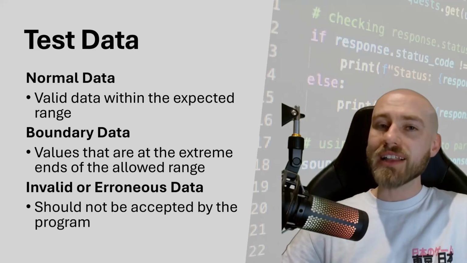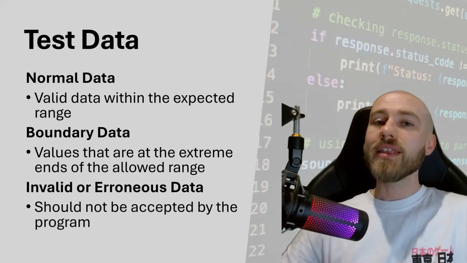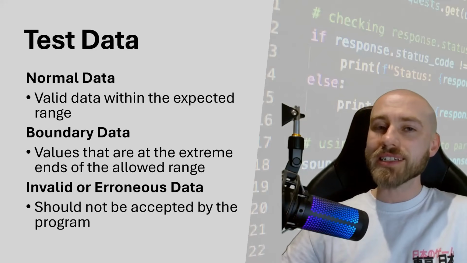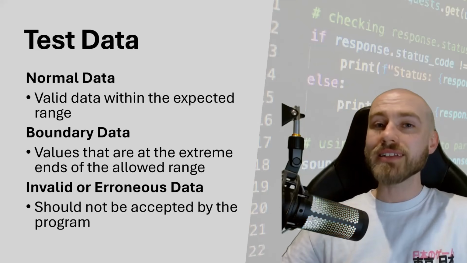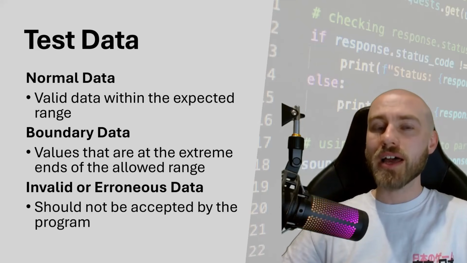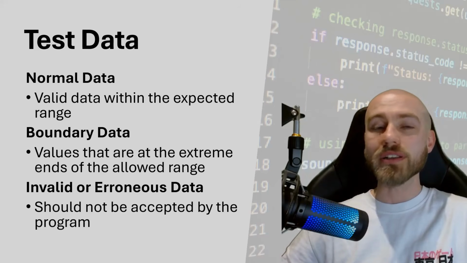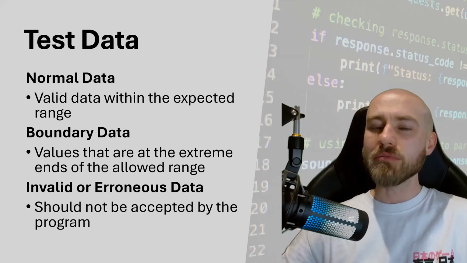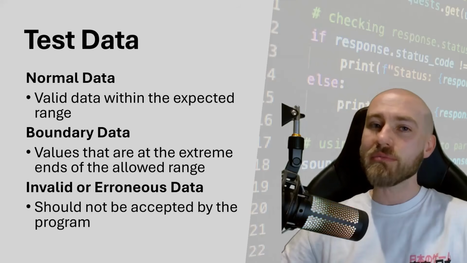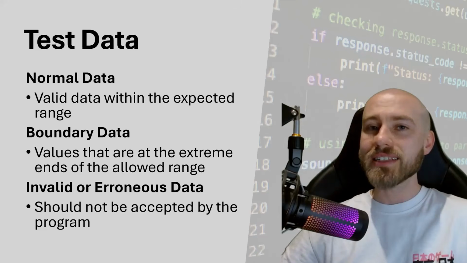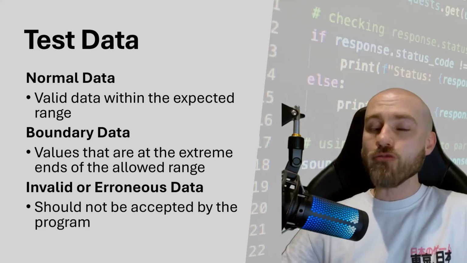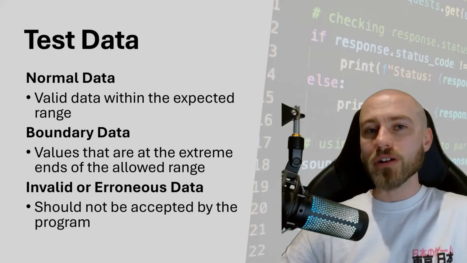Finally, you've got invalid or erroneous data. These often get paired together, but they're actually slightly different. Invalid data shouldn't be accepted by the program. It might be that you put in a -1, and at that point, in our little example, it would mean that it would come up with a little message if you programmed it well to say, that is invalid, please try again. Erroneous data means that you're putting in the wrong data type.